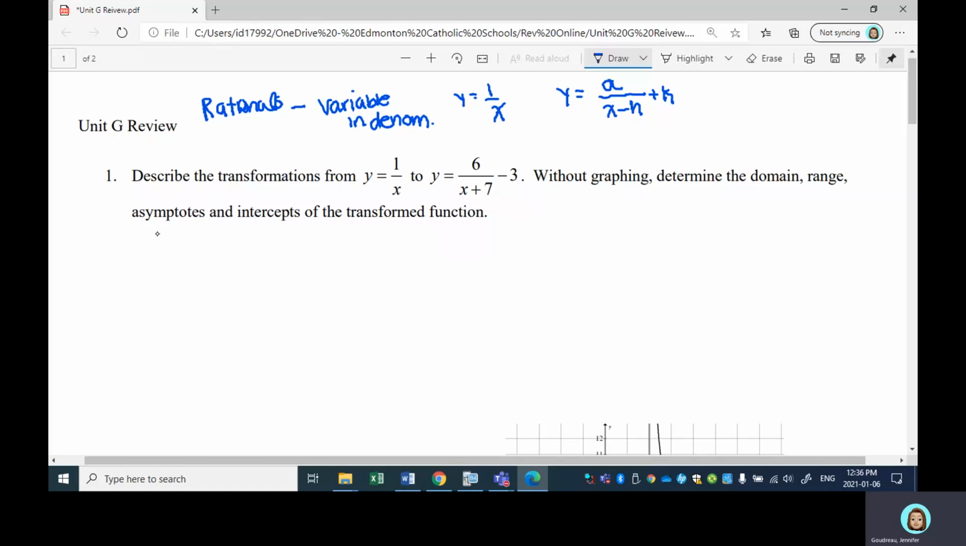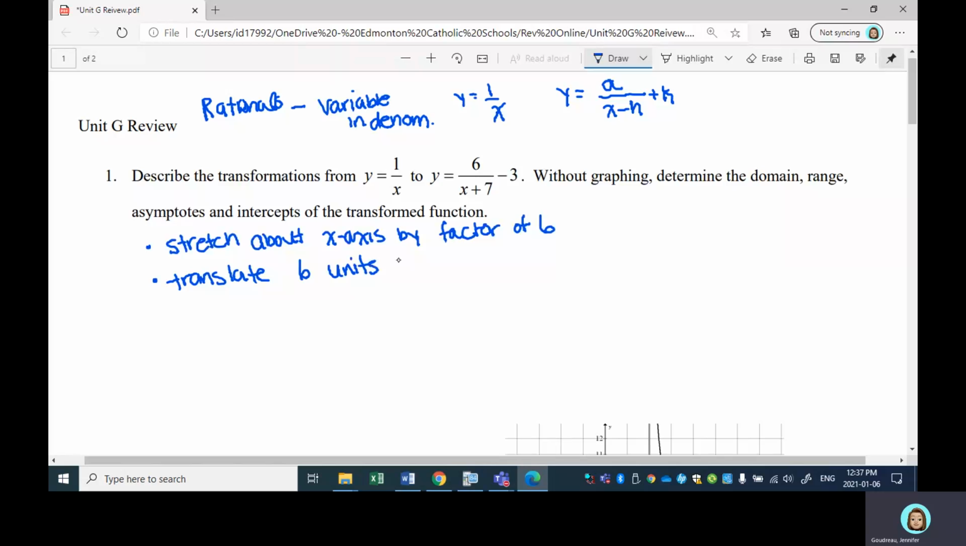So let's go ahead and do this question then. We can see that our a value is 6. So when we're describing our transformations, that means we would have a stretch because it's a vertical stretch. That would be a stretch about the x-axis, and our stretch factor would be 6. Our h value here is -7. It's x minus a -7. So h is negative, which means it's going to move to the left.